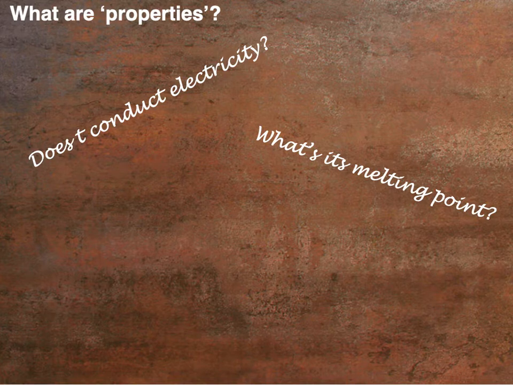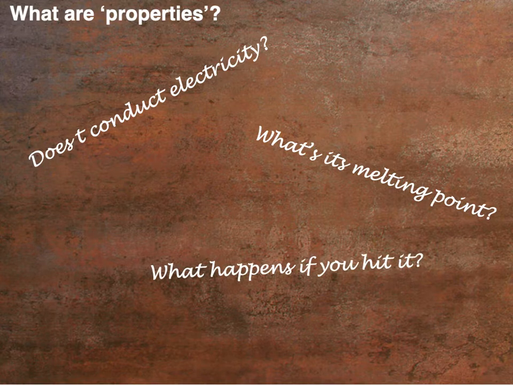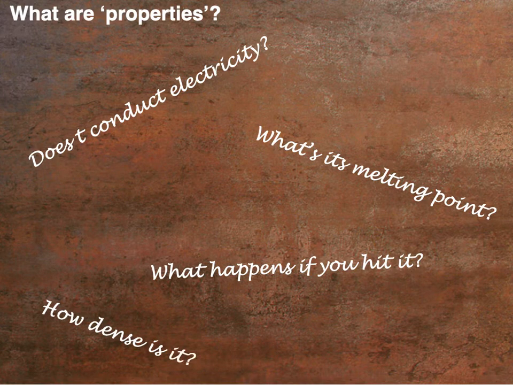If I say, for example, that water boils at 100 degrees Celsius, that's true about water and is therefore a property. What happens if you hit a substance? Some substances will shatter. That's a property of a substance. Some will bend. Again, that's a property of the substance. And how dense is the substance? How heavy is each cubic centimetre? These are properties of substances. They're what make one substance, if you like, different from another. And the ways in which substances are different from each other.